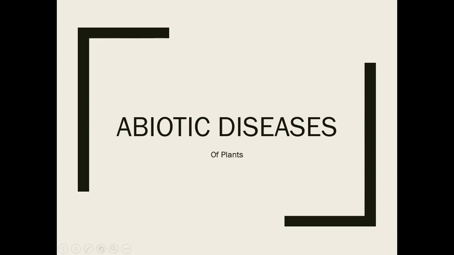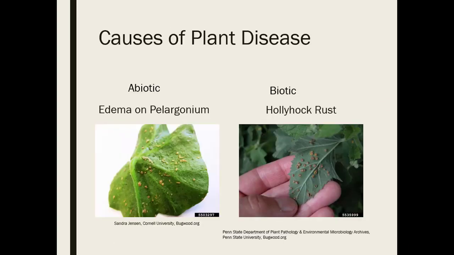We're talking about abiotic disorders or diseases of plants. So abiotic, on the left here, we've got edema on Pelargonium. The plant took water up too quickly. It couldn't get rid of it fast enough, so you get this blistering on the underside of the leaves, very common on Pelargonium. And then on the right you can see the bumps on here are actually the fruiting bodies of hollyhock rust, which is a fungal disease.